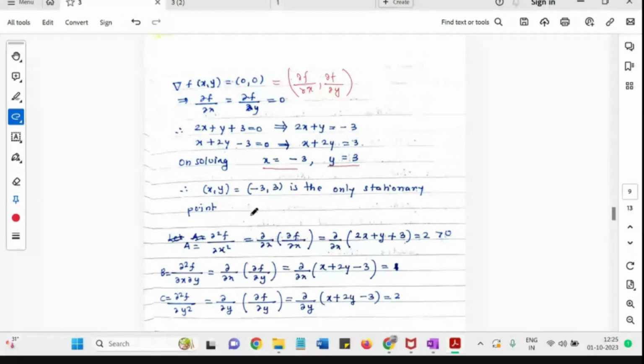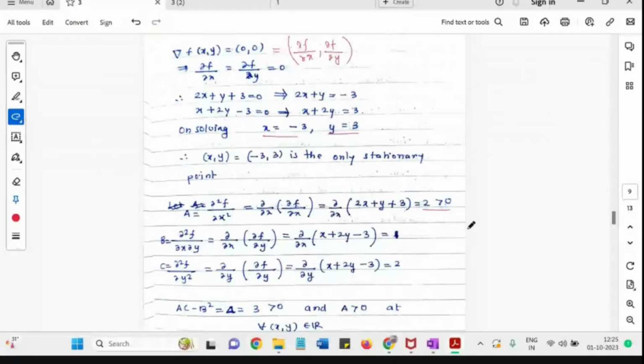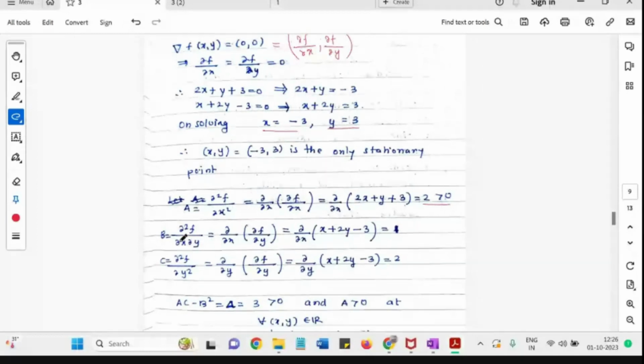So A is the second order derivative of f with respect to x, which turns out to be 2. And this is the value of A at any point x comma y. Just remember that. It turns out to be constant. B is the mixed derivative, ∂²f/∂x∂y. If I take ∂/∂x of ∂f/∂y, which is x + 2y − 3, the value of B is 1 at any point x comma y. Similarly, C, which is ∂²f/∂y², turns out to be 2. And what I see is the values of A, B, C are constant.